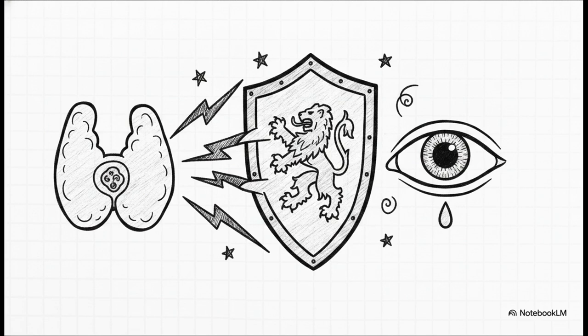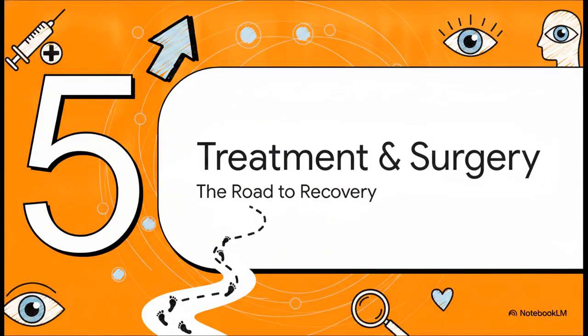So if you're going to treat the thyroid with radioactive iodine, you absolutely must protect the eyes first with prophylactic glucocorticoid cover. Treating the thyroid without protecting the eyes can lead to disastrous visual consequences. You've been warned. All right, our final section, Section 5, Treatment and Surgical Sequence, the road to recovery.